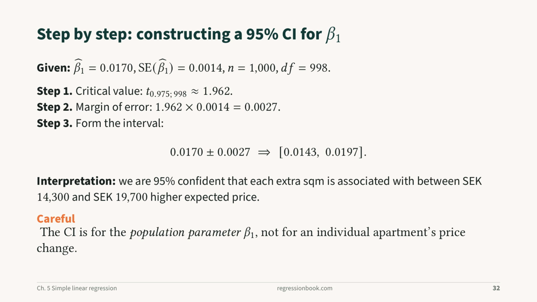The 95% construction step by step. Given slope 0.0170, standard error 0.0014, nearly 1,000 degrees of freedom. Critical value 1.962, margin about 0.0027, interval 0.0143 to 0.0197, 14,300 to 19,700 kroner per square meter. And mind the caution, this interval is for the population parameter, not for any individual apartment's price change.